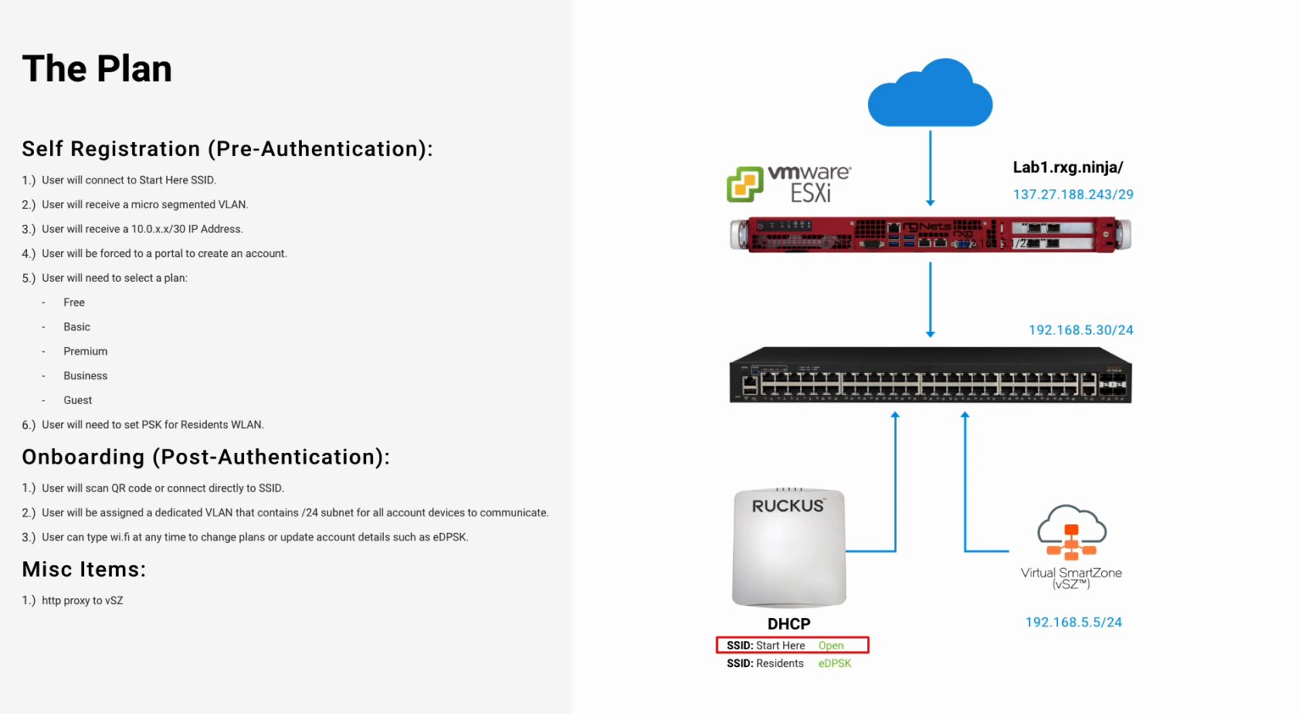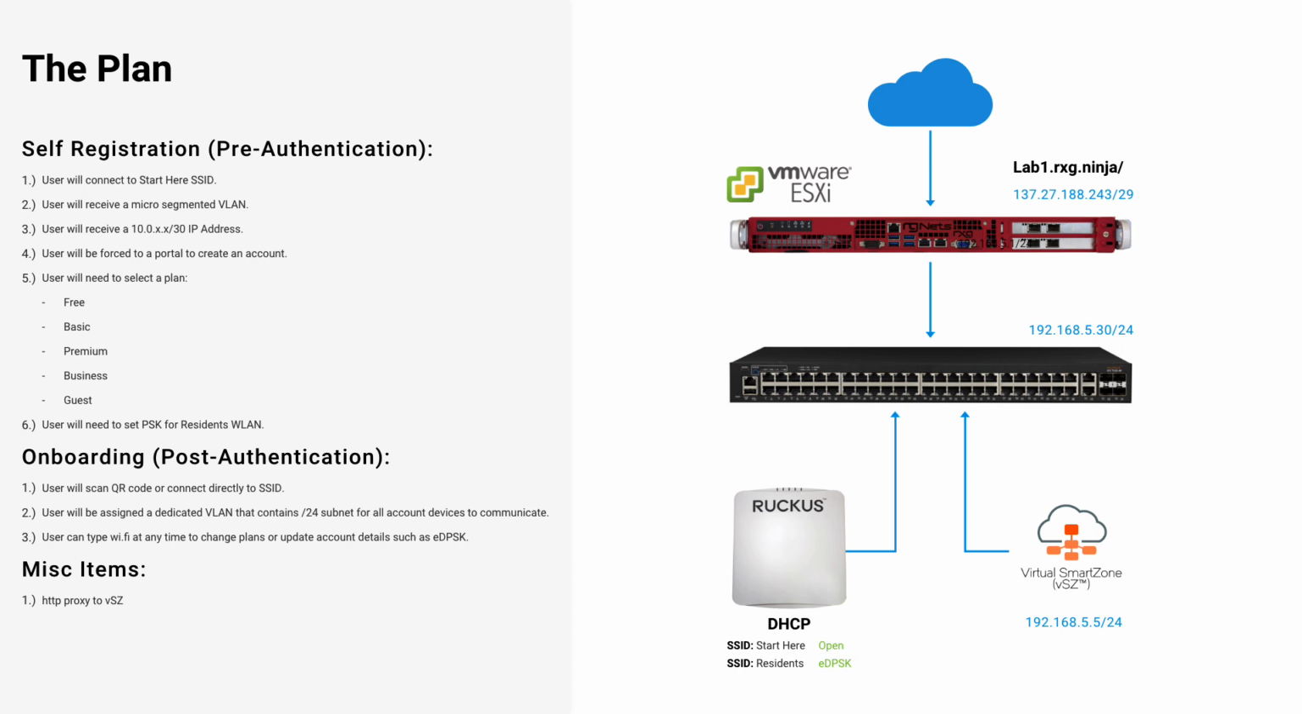So we're going to use two SSIDs in this configuration because, in addition to microsegmentation, we're also going to be setting up external dynamic pre-shared keys. It can be done with a single SSID, but an easy way to manage this is to have users register their devices on a start here SSID, and then once they've got their account built, they'll register that particular device, and all their other devices will go directly to the residents.